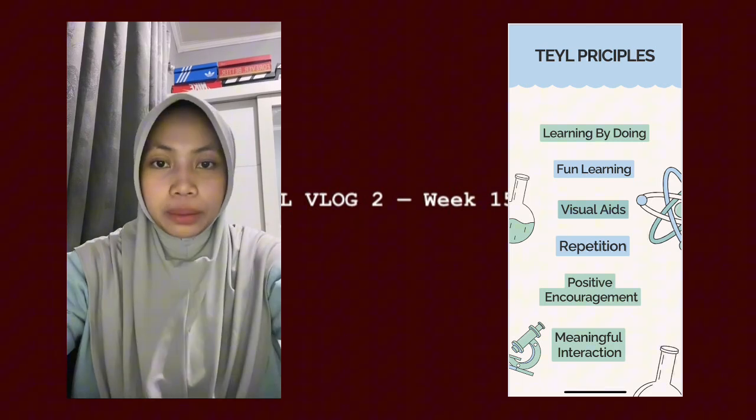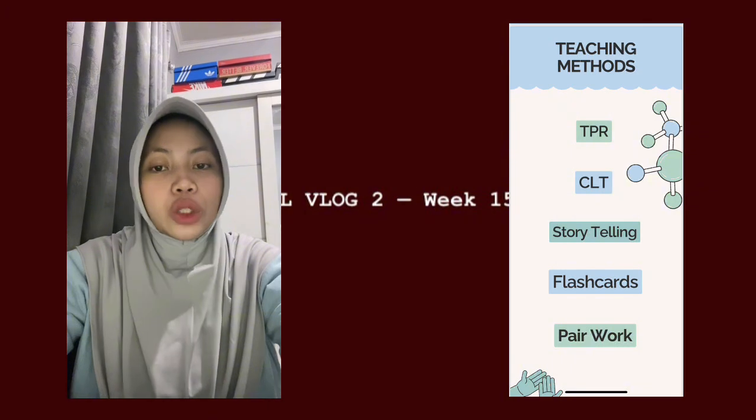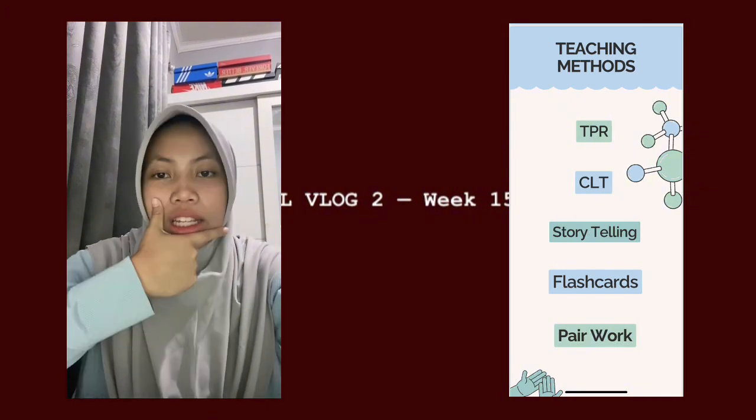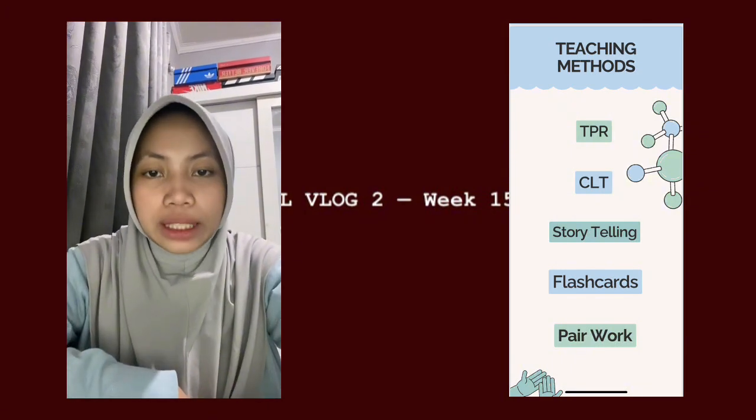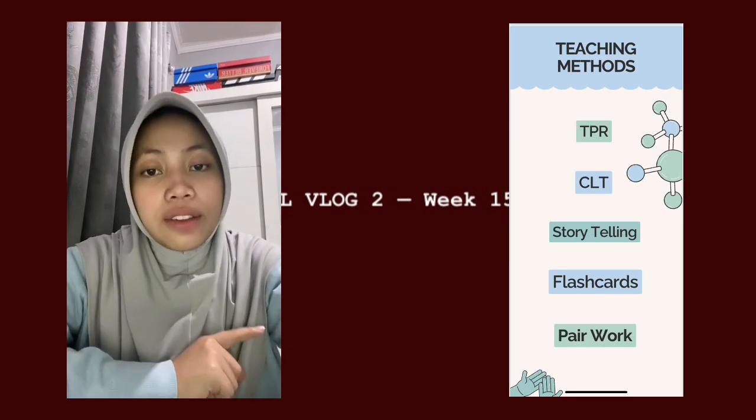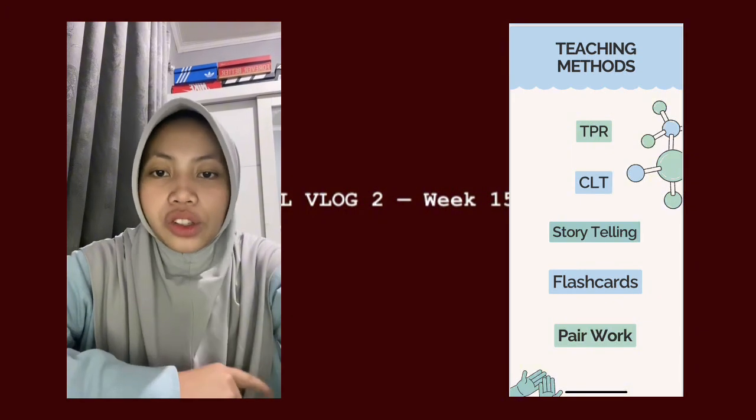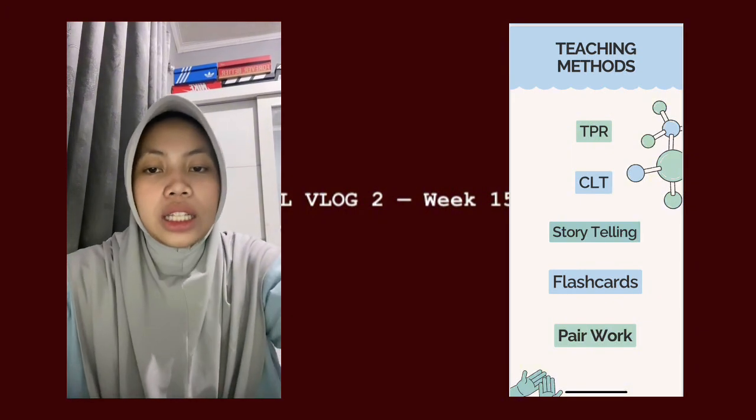This principle shows that teaching young learners is not only about teaching English, but also about creating a fun and supportive learning environment. Now, let's look at some teaching methods that are suitable for young learners. The first method is Total Physical Response, or TPR. This method combines language with physical movement. For example, students follow simple instructions like stand up or touch your nose.